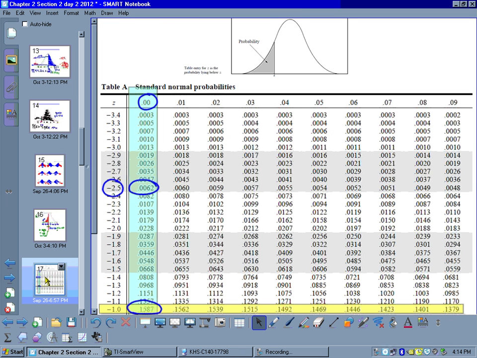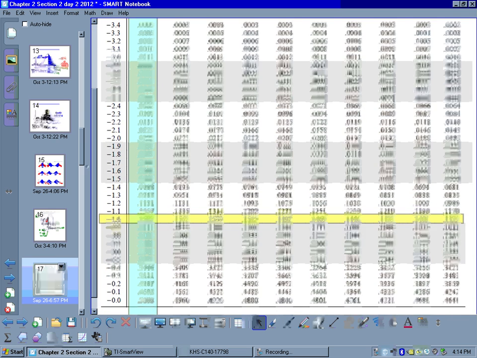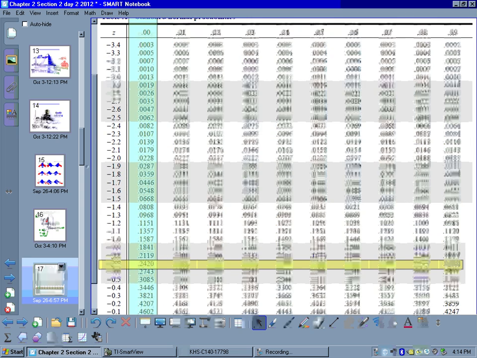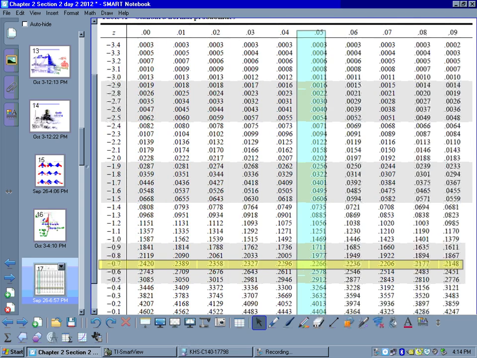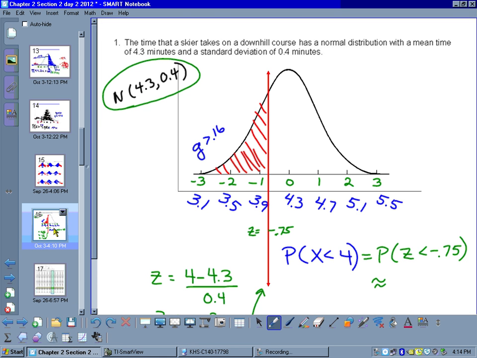So if we are using the front page again, and I want to look up -0.75, I look up -0.7, and then I need to take all the way out to the 0.5 mark, which is right here. And I can find that that score is 0.2266. So going back to my page, my answer is 0.2266. And I want to check to see, does that match my guess?